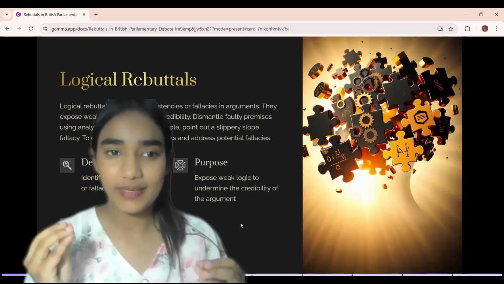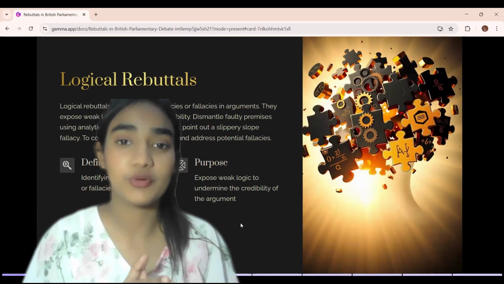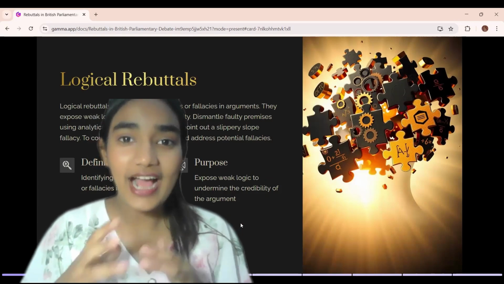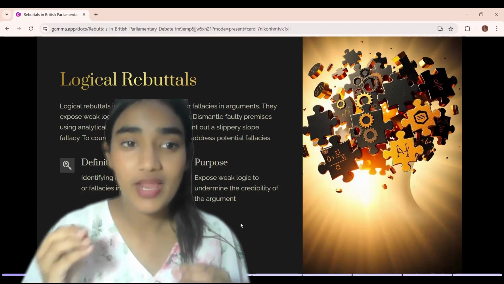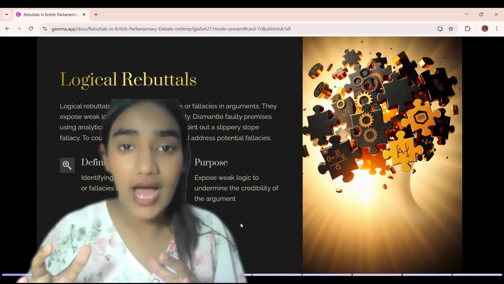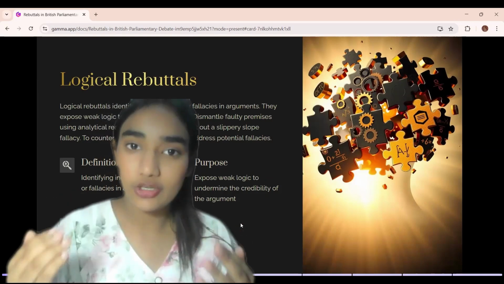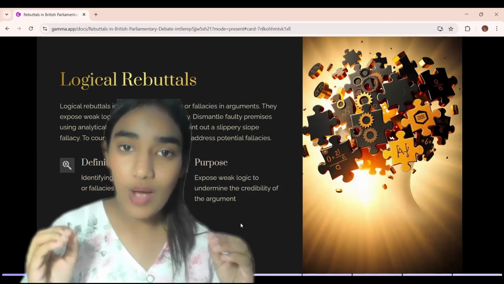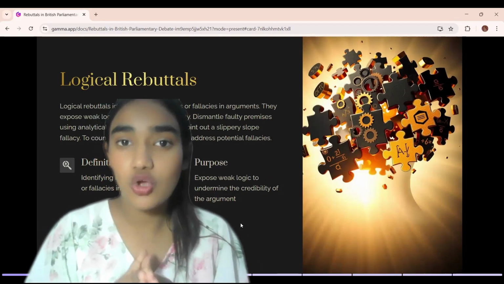Now, logical rebuttal. Logical rebuttal is a very simple yet very powerful type of rebuttal that you can use in any debate format. Now, what does it actually look like and how will you identify the flaws in the opponent team? Logical rebuttal is basically when you counter the arguments of your opposition using logic, the logic behind your own arguments or the logic behind the arguments of your opponent. Now, how will you identify the logic? Logic is identified when you focus on the impacts.